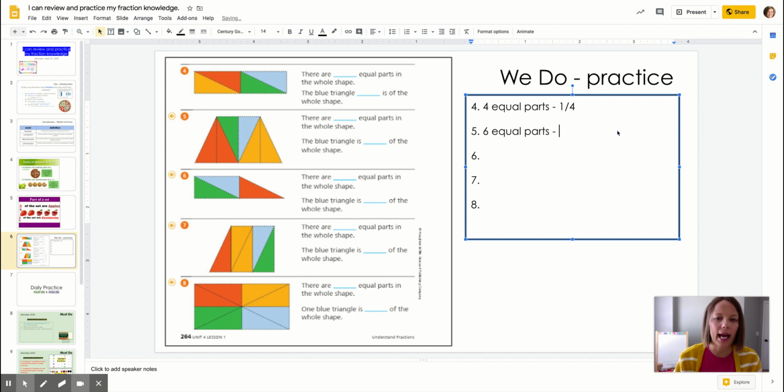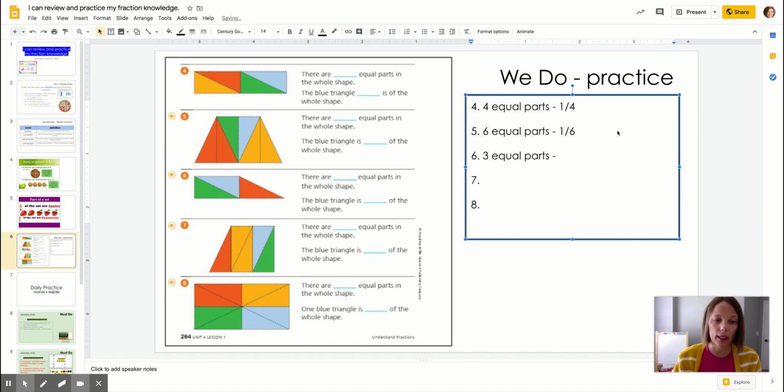And again, it's asking me for the blue triangle. What fraction does the blue triangle represent out of the whole shape? Again, I see 1 blue triangle, but this time there are 6 equal parts. So it tells me that the blue triangle is 1/6 of the whole shape. Let's look at number 6. This time I see a green, a blue, and a red. So here there are 3 equal parts in my shape.